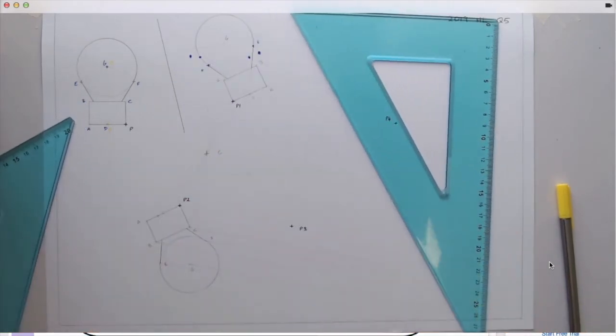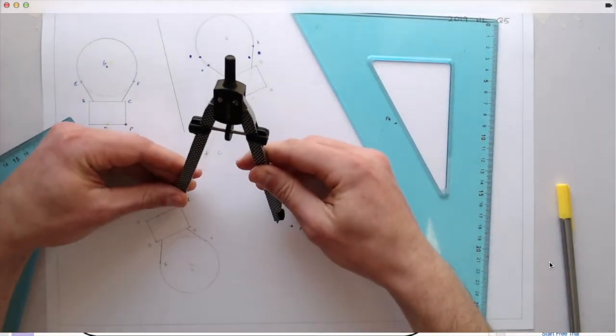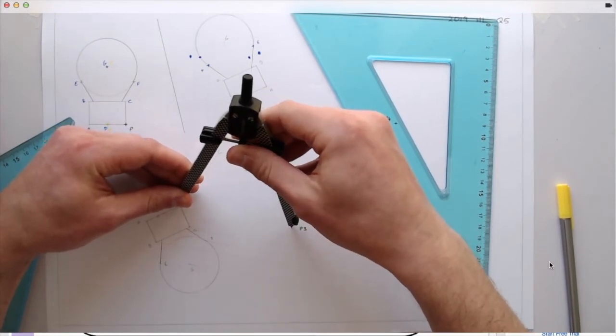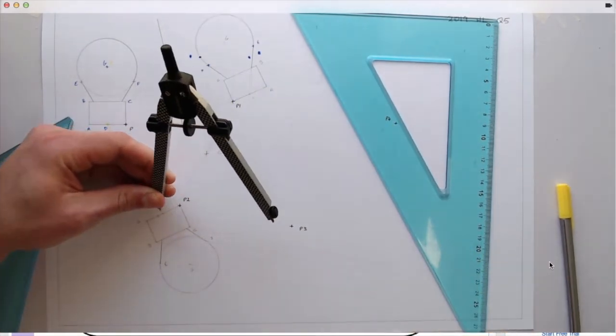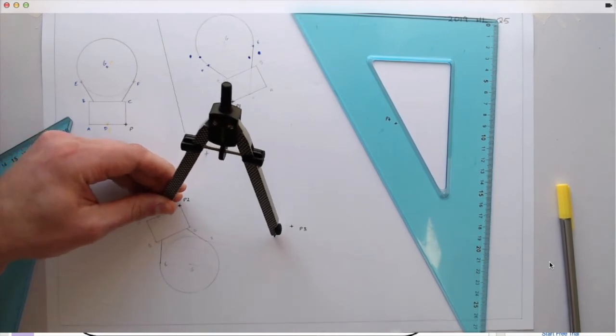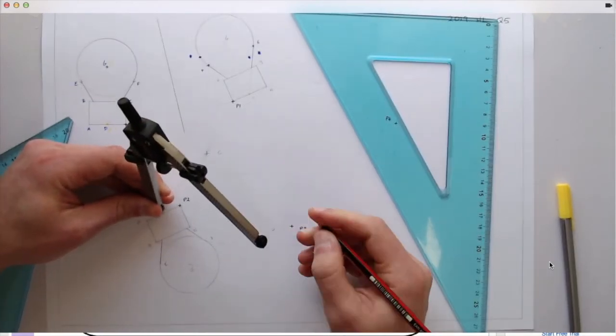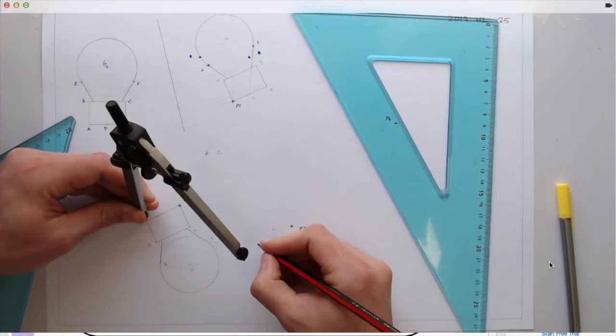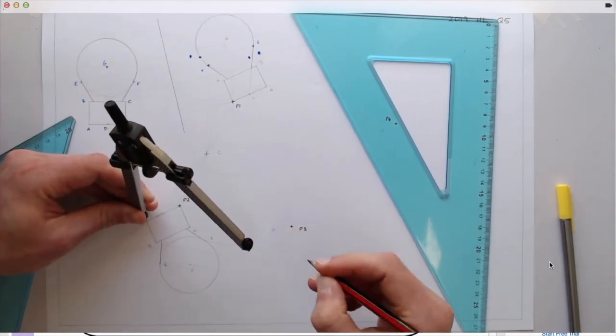Okay, and then I'll take my distance on my compass, which is going to stay the same for all of them because it's a translation. So I'll have my distance on my compass there, and I'm going to bring them all the same distance. And as I do it, I'm going to put in my label straight away so that I don't mistakenly put a point in a place where it shouldn't be.